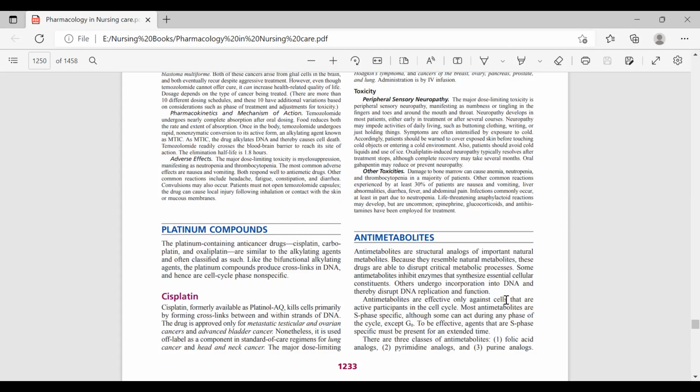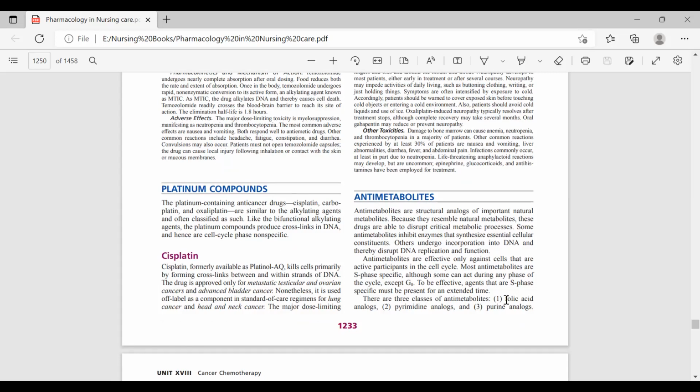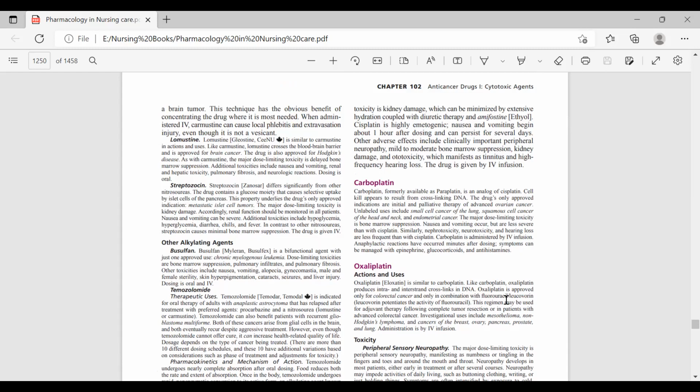Cisplatin is available as Platinol as a brand, and it primarily kills cancer cells by forming cross linkages between and within the strands of DNA. The drug is approved for metastatic testicular and ovarian cancer and advanced bladder cancer. It is used off-label in regimens for lung cancer and head and neck cancer. Major dose-limiting toxicity includes kidney damage, that is nephrotoxicity, which can be minimized by extensive hydration coupled with diuretic therapy and amifostine.